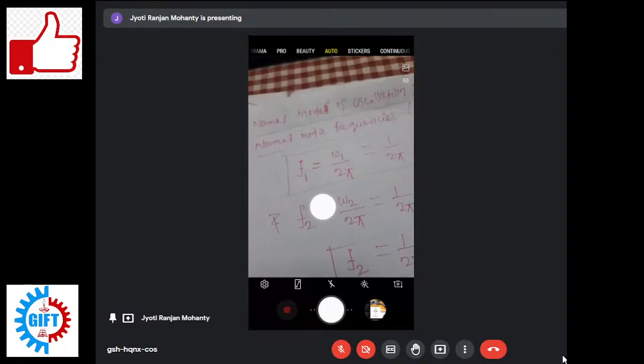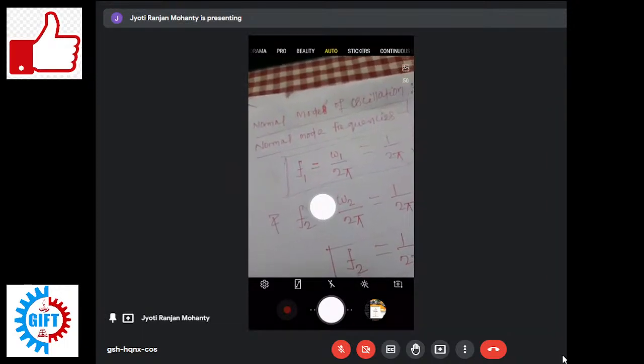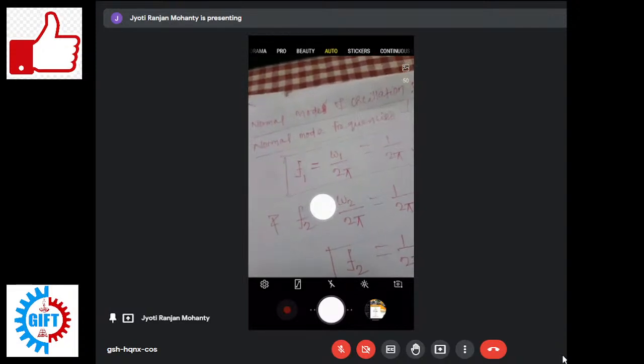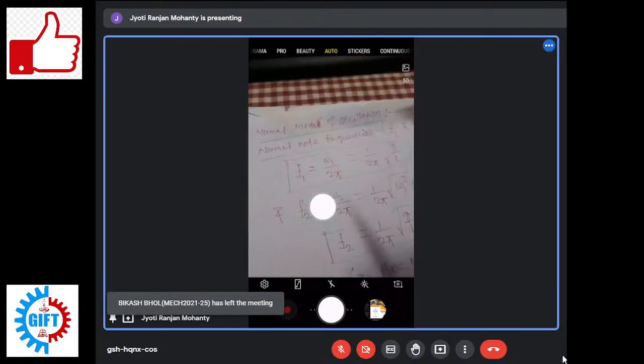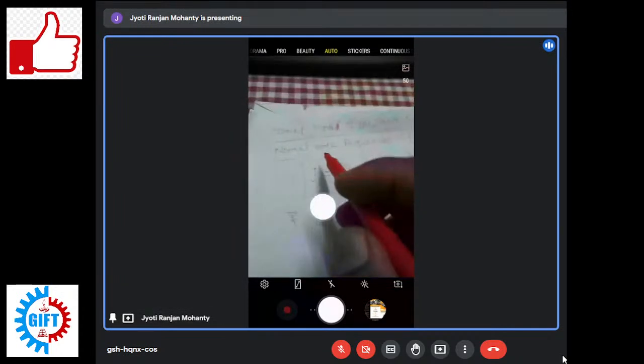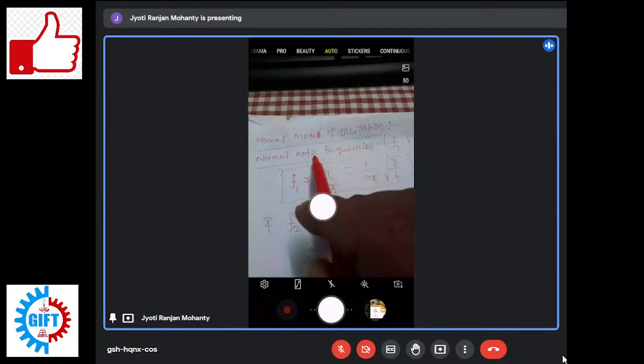Ruturaj, read the sentence. The oscillation which is described in terms of normal coordinates is called normal mode of oscillation. Okay, very good. So it is also a 2 mark question. Mark it, important. Next, normal mode frequency.